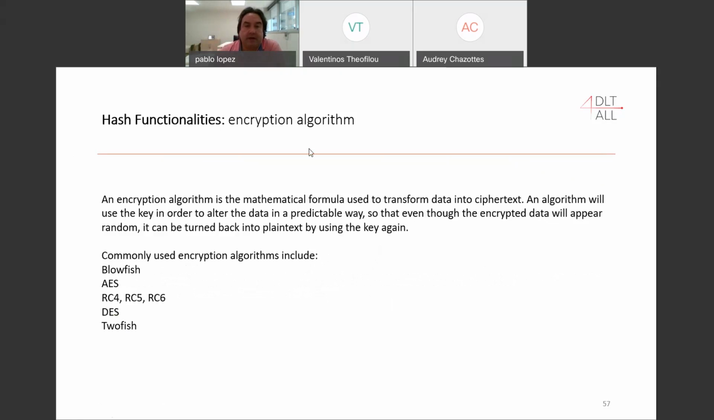Just finishing, encryption algorithms. Encryption algorithms are the mathematical formulas used to transform data into ciphertext. Remember, we want to convert the big data to ciphertext to transfer it. An algorithm will use the key in order to alter the data in a predictable way so that even though the encrypted data will appear random, it can be turned back into plain text by using the key again. This is how it works, and this is why it's important to keep this key safe, because the key is the one that can decrypt.